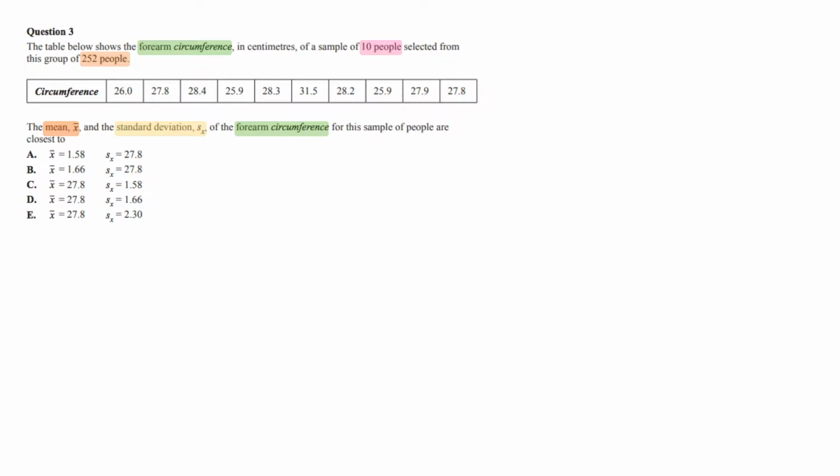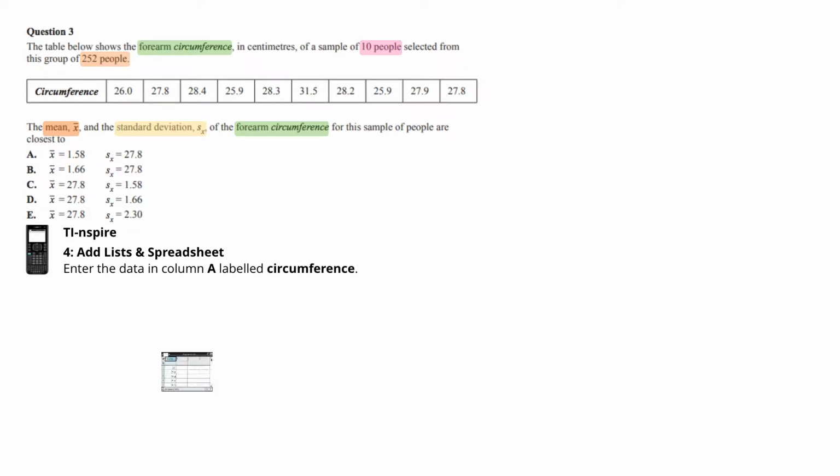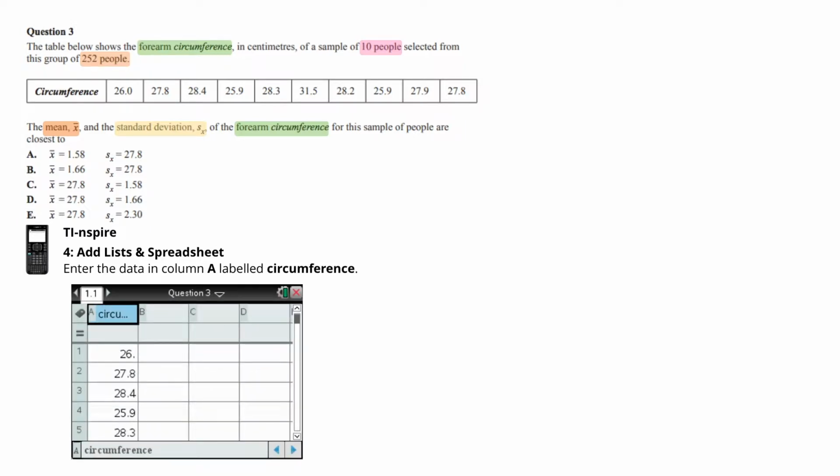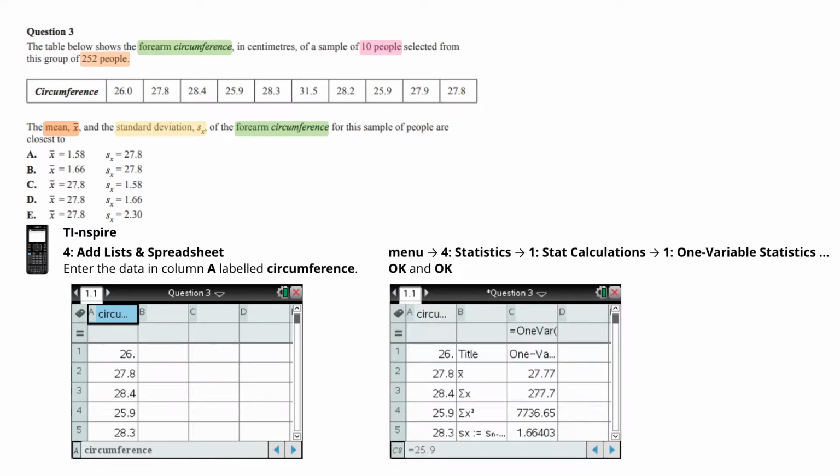this sample of people. Using available CAS technology, we are going to use TI Inspire here, which is add, list, and spreadsheet, and then enter the data in column A labeled circumference. Next, from the menu, we are going to choose statistics, stat calculations, and one variable statistics. One variable because we only have one variable, which is the forearm circumference. Then we click OK twice and we read the results from the screen.